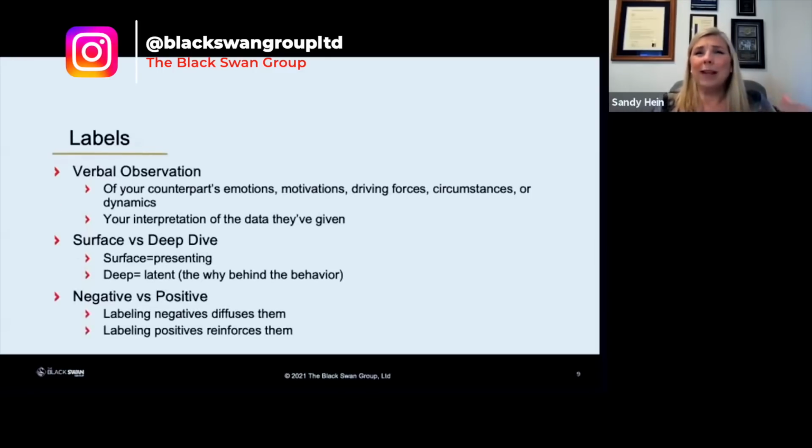So what exactly are labels? Labels are essentially verbal observations. They are whatever you're seeing or picking up from the other side. It could be their motivations, the circumstances they're in, the dynamics of the situation that you're both involved in. It could be their emotions.